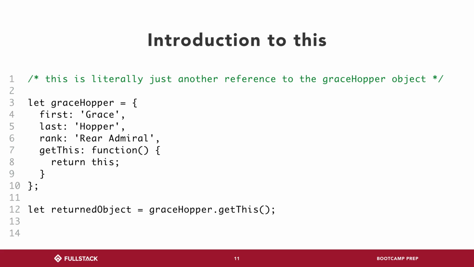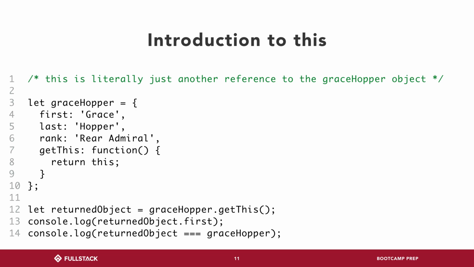And now in this case, we made a function called getThis. For whatever reason, it just returns literally a reference to the same exact object, which allows us to say returned object equals gracehopper.getThis. So if we go to returned object out first, what will that value be? Yeah, it's literally the same exact object. We just have two different variables referring to it, which means this is true. And again, we actually cover all of this tomorrow.